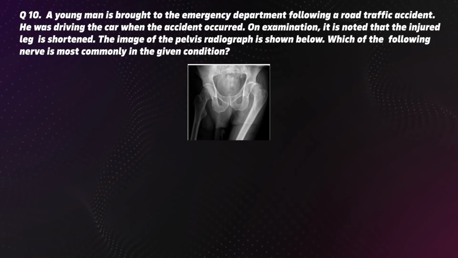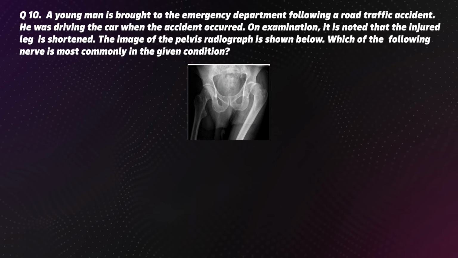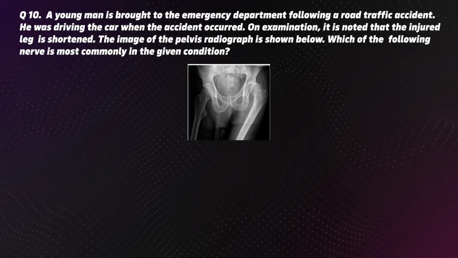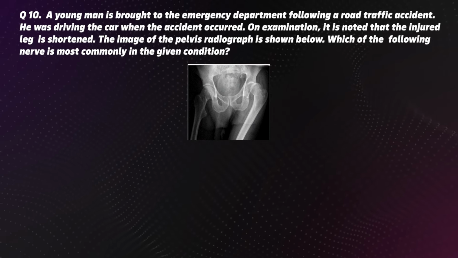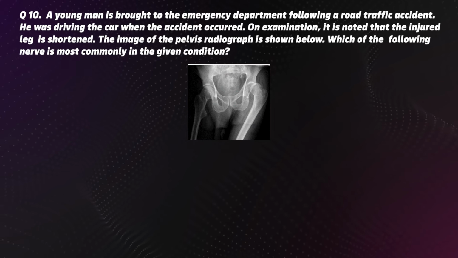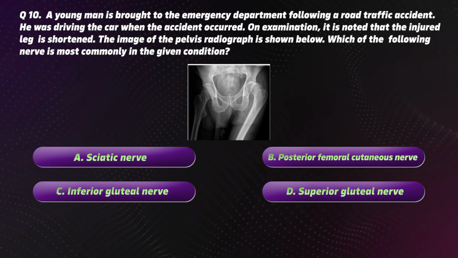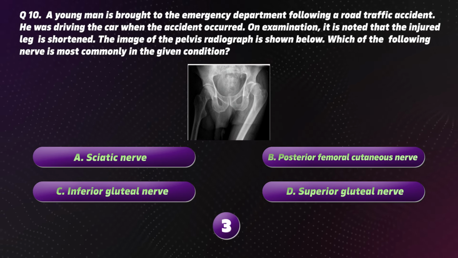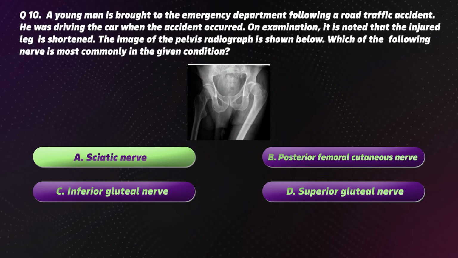Question 10. A young man is brought to the emergency department following a road traffic accident. He was driving the car when the accident occurred. On examination, it is noted that the injured leg is shortened. The image of the pelvis radiograph is shown below. Which of the following nerves is most commonly injured in the given condition? Here are the options. A. Sciatic nerve. B. Posterior femoral cutaneous nerve. C. Inferior gluteal nerve. D. Superior gluteal nerve. And the correct answer is A.